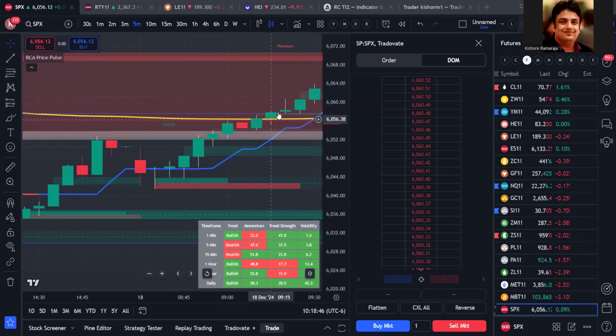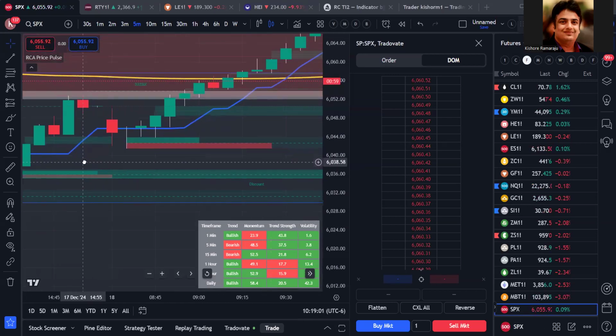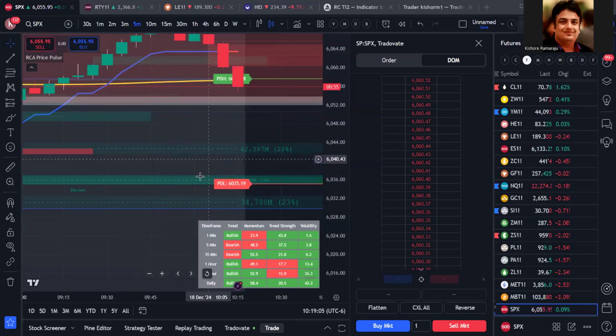So SPX bull puts, even if it stays choppy also, you'll make money. If it goes a little bit down also, you'll make money. If you buy calls, if it quickly moves up, you'll make nice profits. So you can make money in different ways. But all you need to see is if it touches a discount and if there is also a big buy order block, that is a good opportunity to go long.